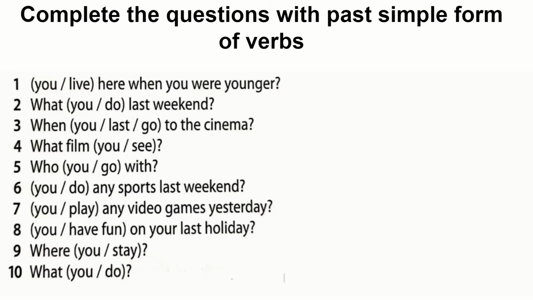Next, you need to complete the questions with past simple form of verbs. Number one, you lived here when you were younger. Okay, can you see the difference between number one and number two? The first word of number one, you didn't have any words, but number two, three, four you have what, when, what, who, right? The WH word. For the sentences you didn't have any word in front, you start the sentence with did.